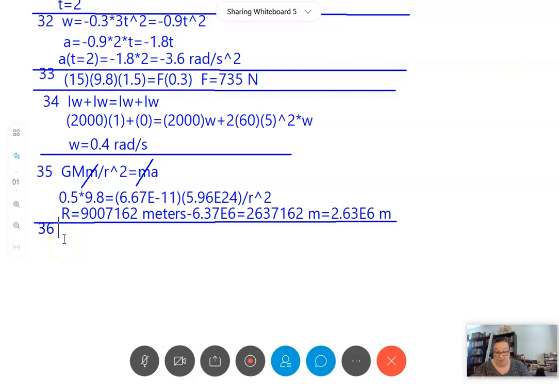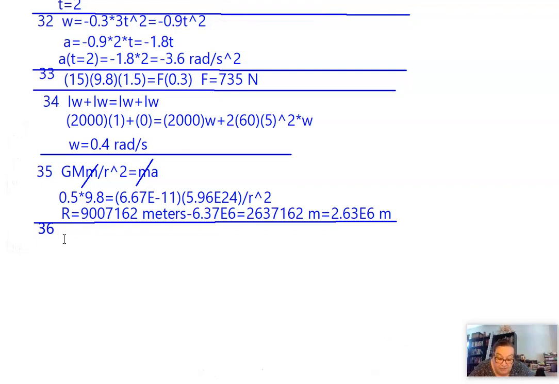36. In 1994, fragments of Comet Shoemaker-Levy 9 collided with Jupiter. Assume that these fragments came from an infinite distance away with zero initial speed and fell into Jupiter. What was their speed when they arrived at Jupiter's surface? Jupiter has a mass and a radius given.